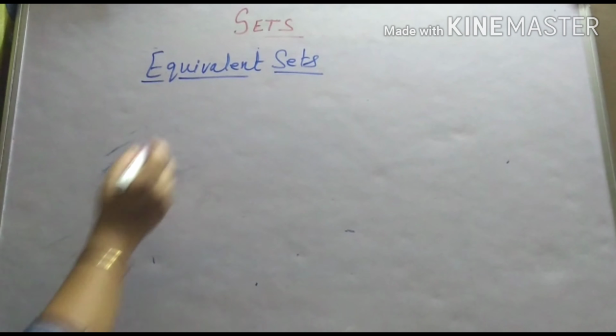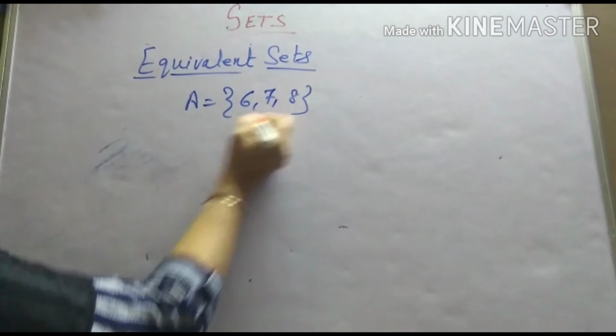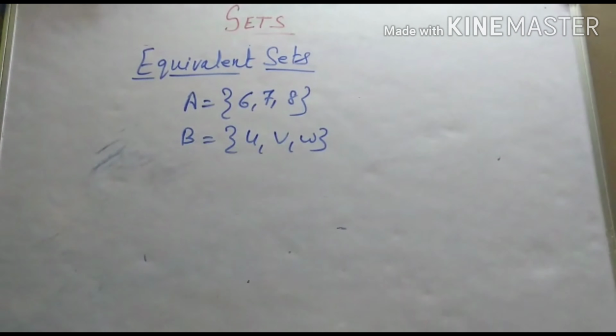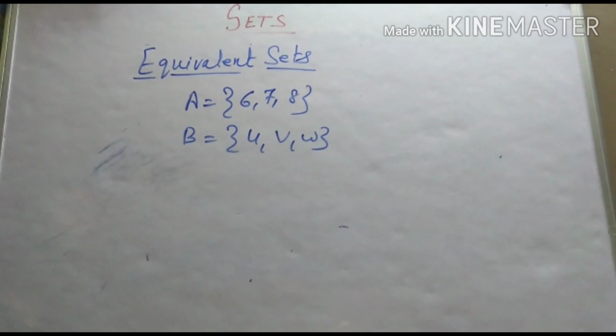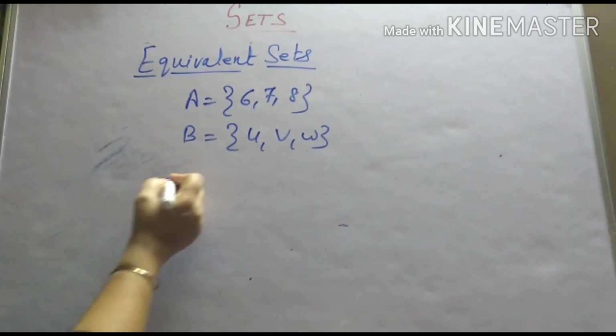Now let's take one more example. Set A is {6, 7, 8}. Set B is {u, v, w}. Now the number of elements in set A is equal to 3 and the number of elements in set B is equal to 3. It means these are equivalent sets.